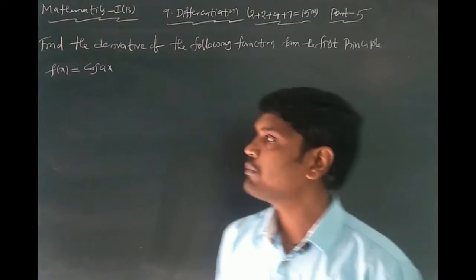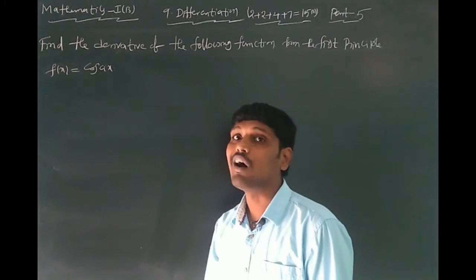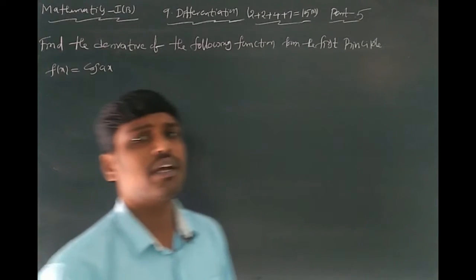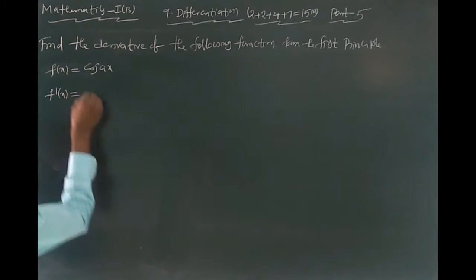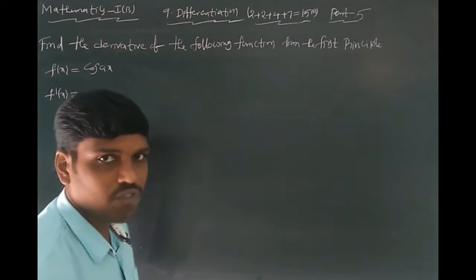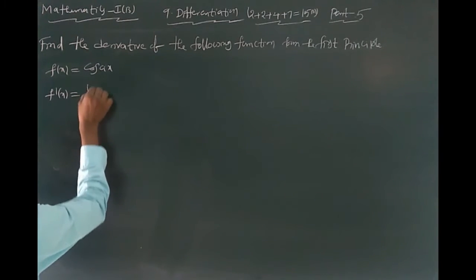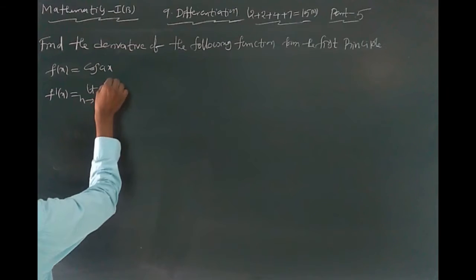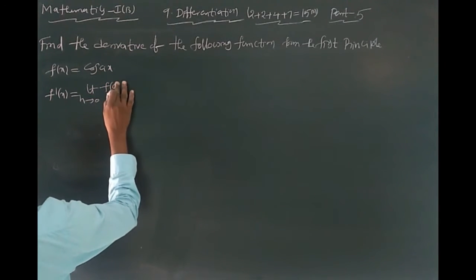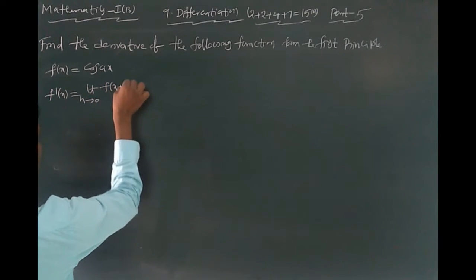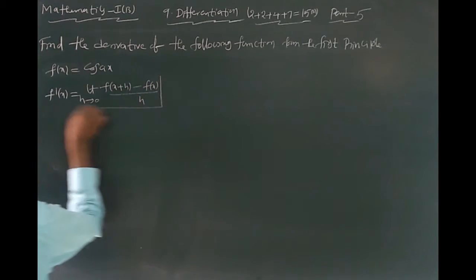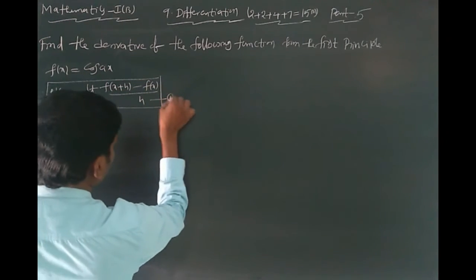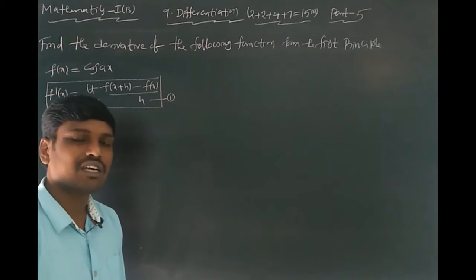Today's first problem is f of x is equal to cos ax. Any problem you can do by using first principle. First you can write the formula, and that formula carries 1 mark. f dash x is equal to limit h tends to 0, f of x plus h minus f of x, whole by h. This is the formula of f dash x.